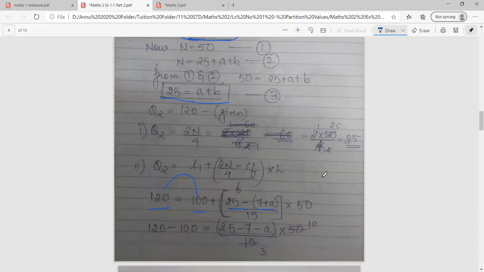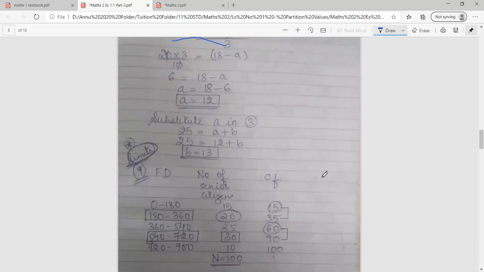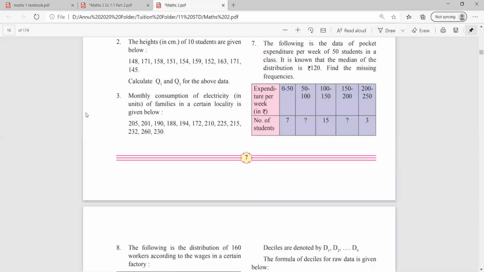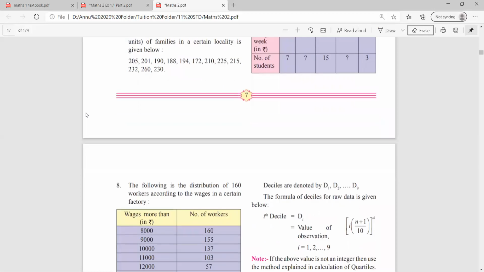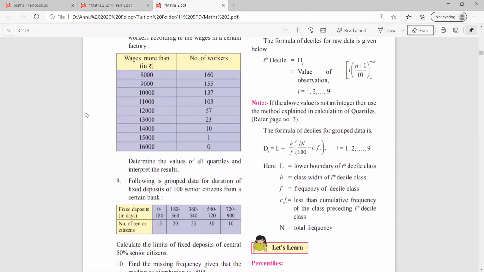So I will substitute the value in that particular equation like this. Then I will get 25 is equal to 12 plus B. So B is equal to 13. With this, sum number 7 is completed over here. I hope you all have followed the sum, because from the exam point of view, the sum is very, very, very important.